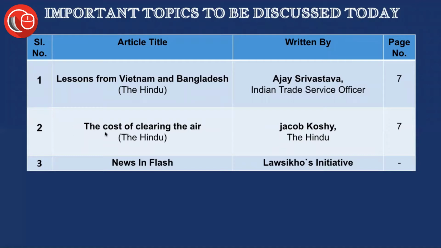And secondly, we have the cost of clearing the air. As we know, this is the prime season for stubble burning, and that is why air pollution, specifically in Delhi, has increased manyfold. And in this situation, what is the actual cost that we will have to bear to clear the air pollution, and what are the steps that we actually need to take in this regard?